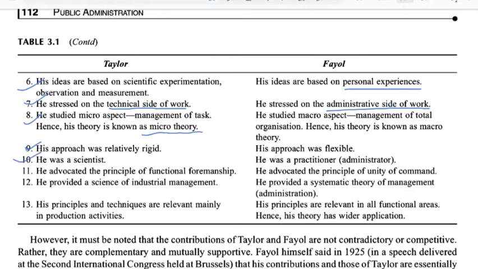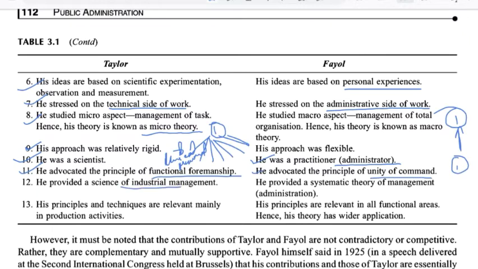Taylor was a scientist and Fayol was a practitioner or administrator. Taylor advocated the principle of functional foremanship and Fayol advocated the principle of unity of command. Taylor gave the science of industrial management, while Fayol provided a systematic theory of management, that is administration. Taylor's principles and techniques are relevant in production activities, while Fayol's principles are relevant in all functional areas and his theory has wider application.